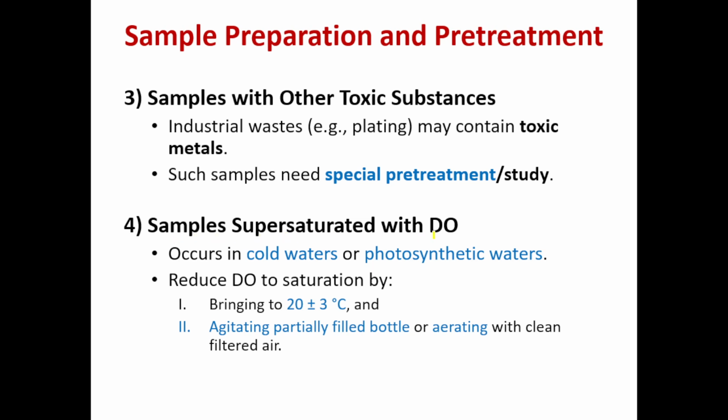Samples supersaturated with DO, for example in case of cold waters or photosynthetic waters, it is very much possible that the sample is supersaturated with DO. So first we need to reduce DO by bringing the cold waters to 20 plus minus 3 degrees Celsius. And in case of photosynthetic water, we need to agitate a partially filled bottle or aerate it with clean filtered air.